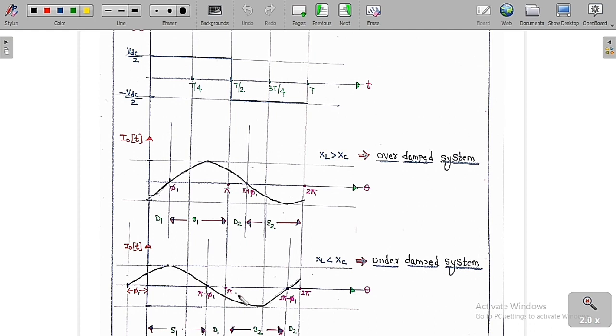Again from pi to 2 pi minus phi 1, the voltage is negative and the current is also negative. So both negative means switch S2 is conducting. Similarly from 2 pi minus phi 1 to 2 pi, the voltage is negative and the current is positive. So we can say that diode D2 is conducting. So this is the range of each and everything. If you know the graph, then you can easily figure out where the switches are going to conduct.